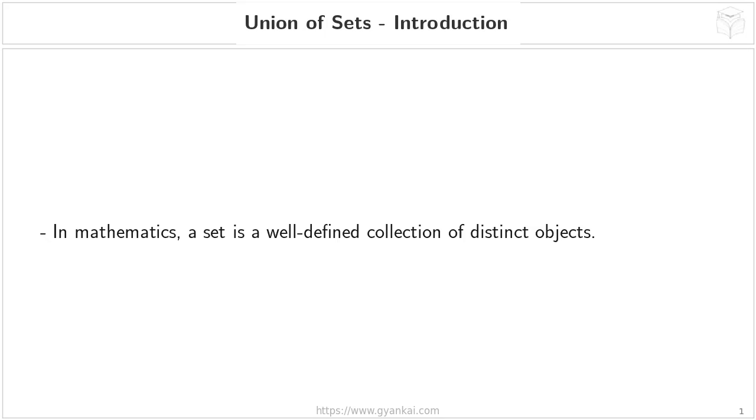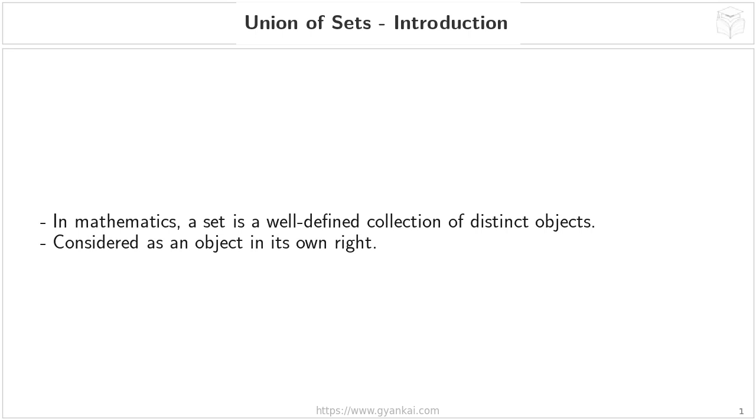Union of sets introduction. So, in mathematics, a set is simply a well-defined collection of distinct objects. What does well-defined mean? It means that it's clear whether or not something belongs to the set. And distinct means that each object within the set is unique, no repetitions allowed. Think of it like a specific group of items, clearly identified and with no duplicates.